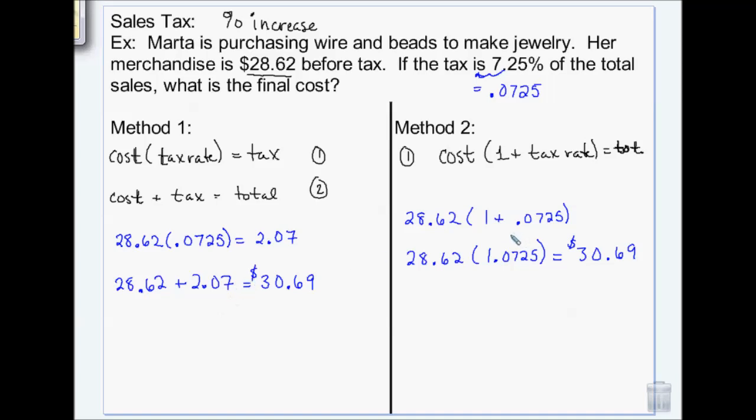The reason this works is because this 1 is accounting for this part over here. And then adding the 0.0725 is accounting for this part over here. So it combines the 2 parts into 1 part. Any questions on tax?